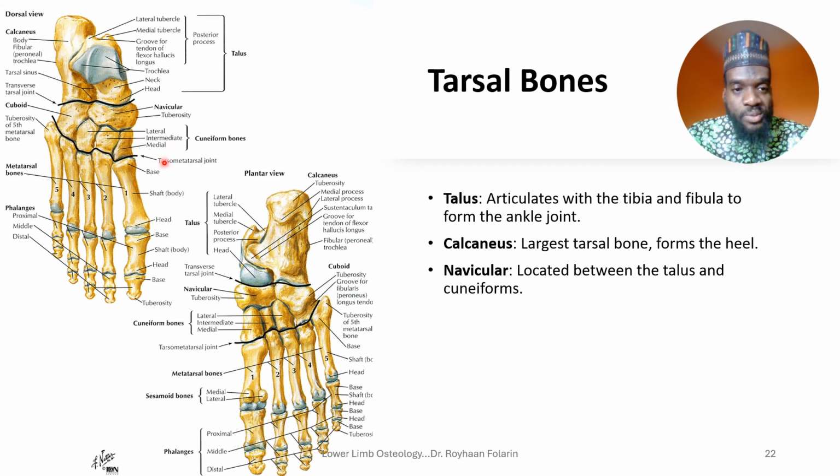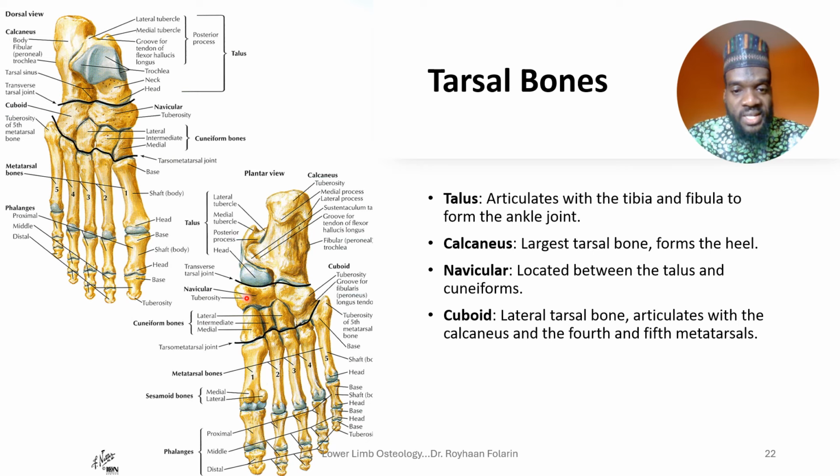The navicular bone is so named because of its shape, like a boat. It's located between the talus bone and another set of tarsal bones we refer to as the cuneiforms. So here is the navicular bone, right? You can appreciate that from the underneath as well. We've seen the calcaneus, we've seen the talus, and the navicular. Next is the cuboid.